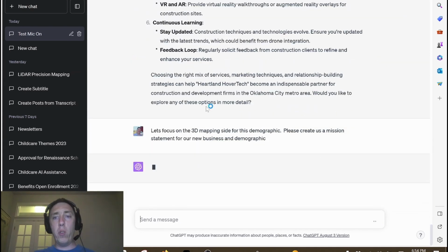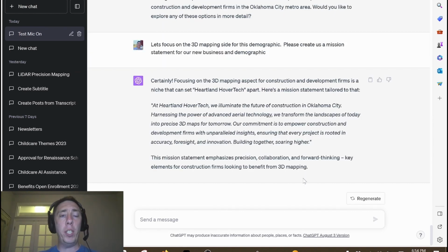Now let's go ahead and do a mission statement. All right, so this is the mission statement that it generated. At Heartland Hovertech, we illuminate the future of construction in Oklahoma City. Harnessing the power of advanced aerial technology, we transform the landscapes of today into precise 3D maps for tomorrow. Our commitment is to empower construction and development firms with unparalleled insights, ensuring that every project is rooted in accuracy, foresight, and innovation. Building together, soaring higher. Ooh, I like that. That does sound really good.